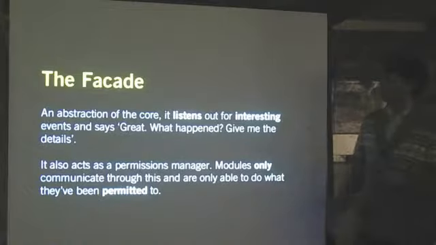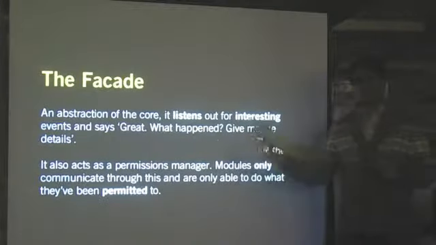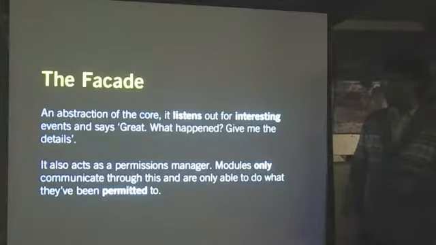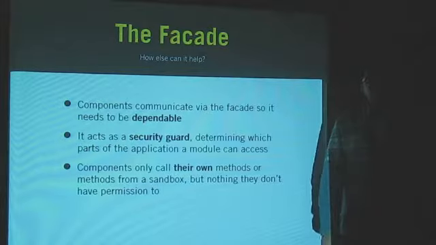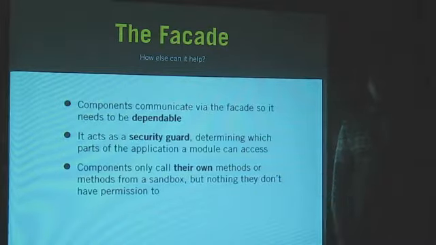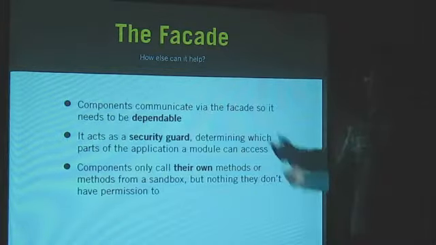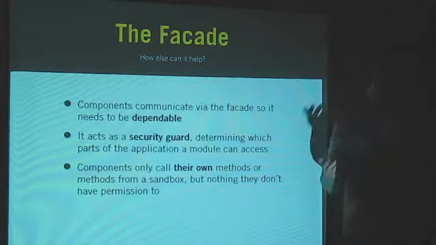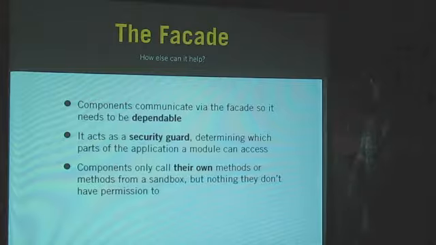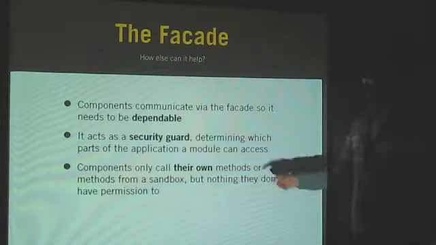And modules are only going to communicate through the facade in order for us to be able to have this permission structure in place. They're only going to be allowed to do things that they're permitted to. Our facade needs to be dependable, especially if everything in our application is going to be piping communications through it. It's important for this to work properly. Like I said, it's going to work as a permissions manager. Think of it as a security guard. And components are only going to be able to call their own methods or methods from within a sandbox.